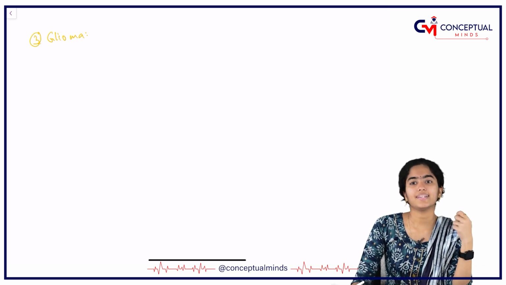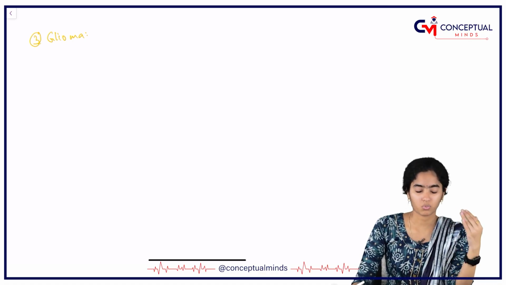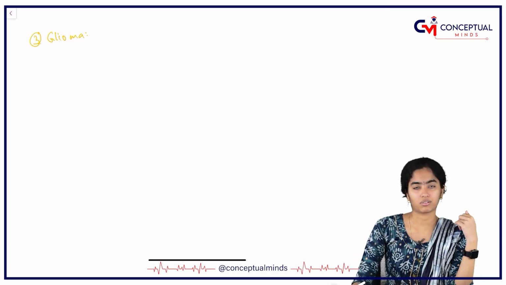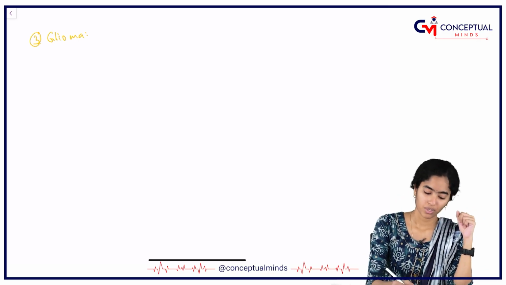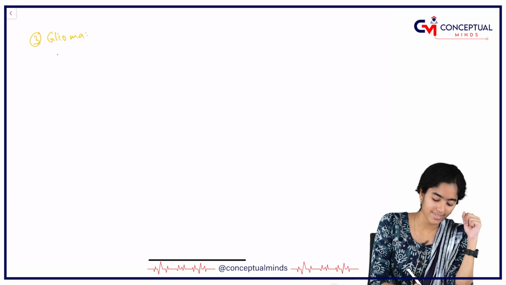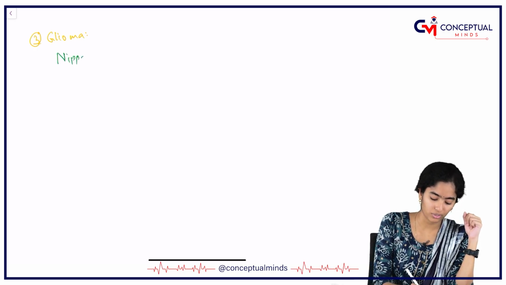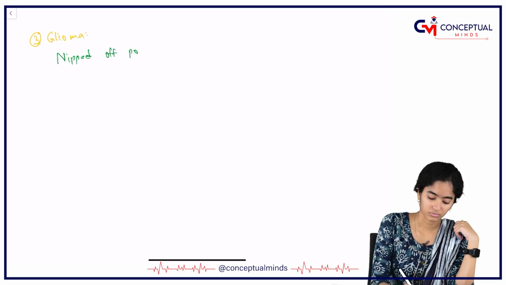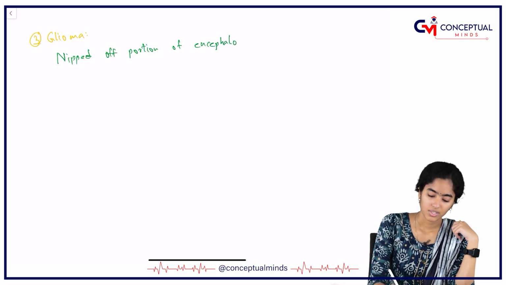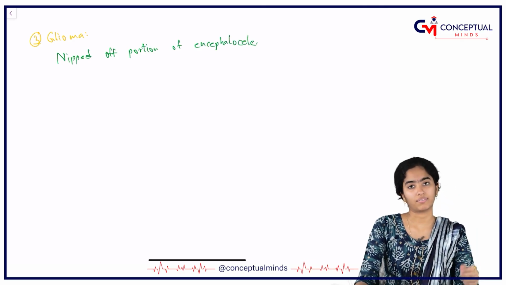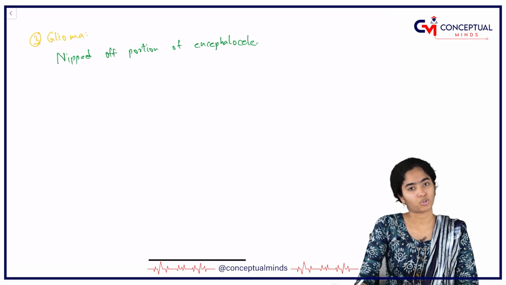Extranasal ones, they are easy to remove. That's the reason I'm telling you about this classification. If it's extranasal, you can easily remove them. So what is a glioma? It is a nipped off portion of encephalocele. Somewhere during embryonic development, it gets nipped off.